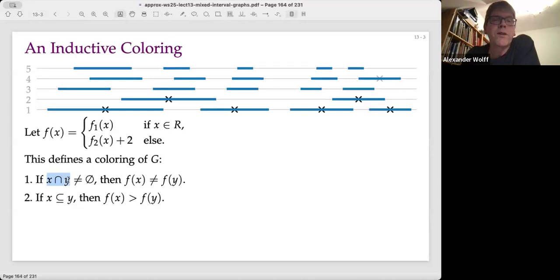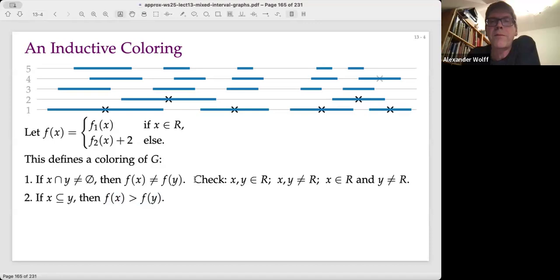If 2 intervals intersect, then obviously the function gives me 2 different numbers because it consists of 2 coloring functions, one for R and one for G prime. And if an interval is contained in another, then I claim that my function even gives me a larger number.